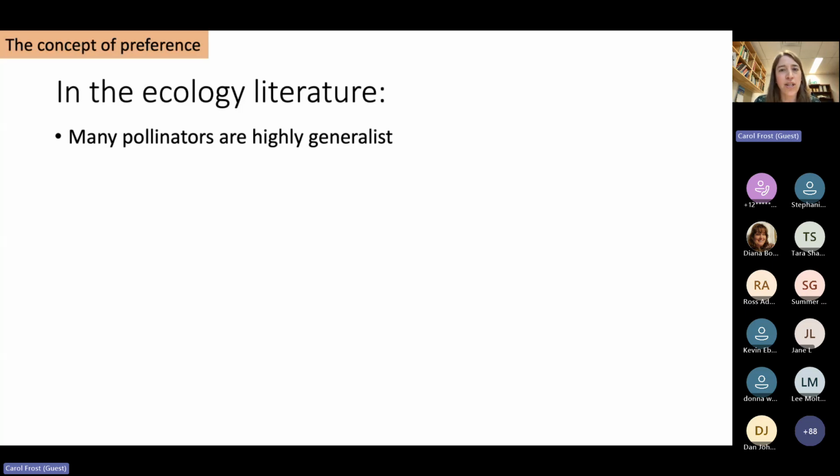Now, what happens if we go to the ecology literature? The ecology literature has, as a consensus, that most pollinators are highly generalist, meaning they will visit and use resources from many different flower species.